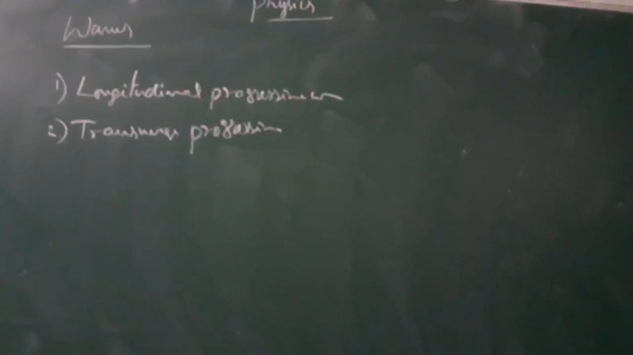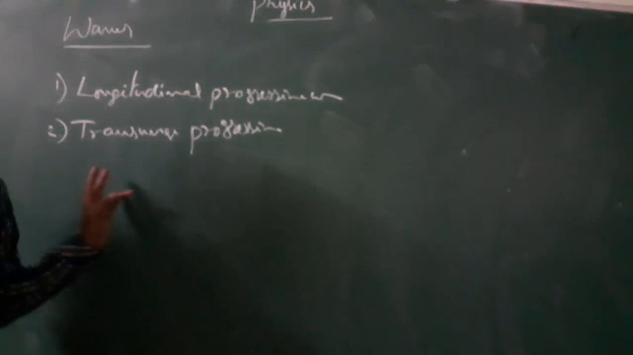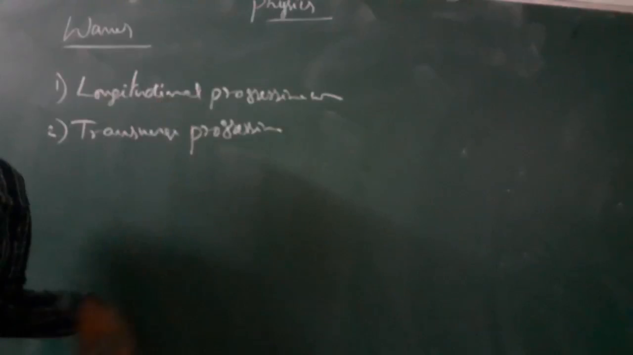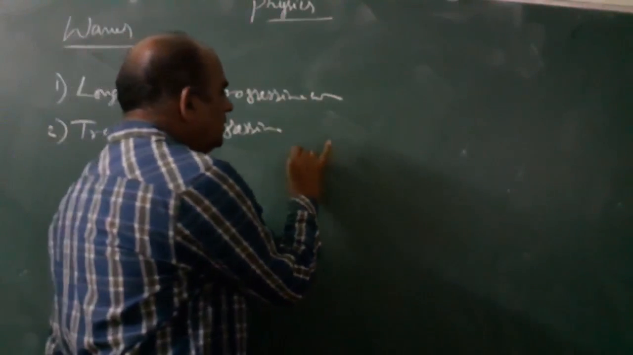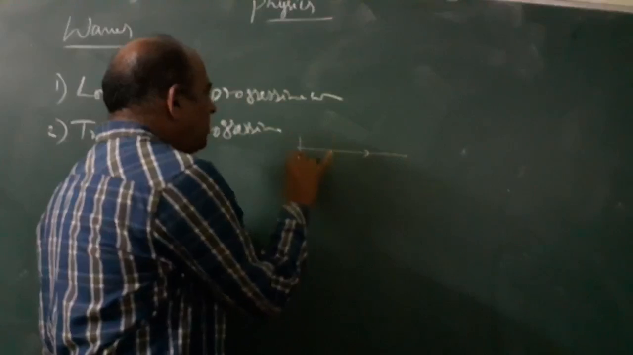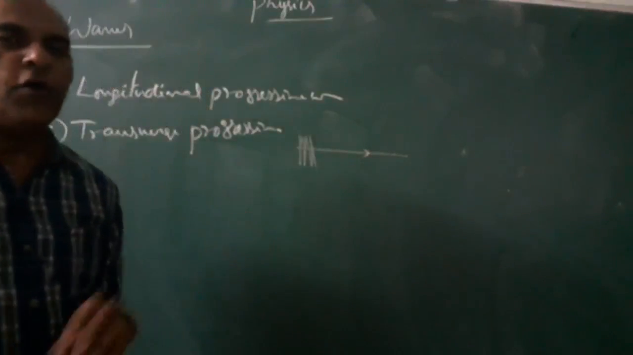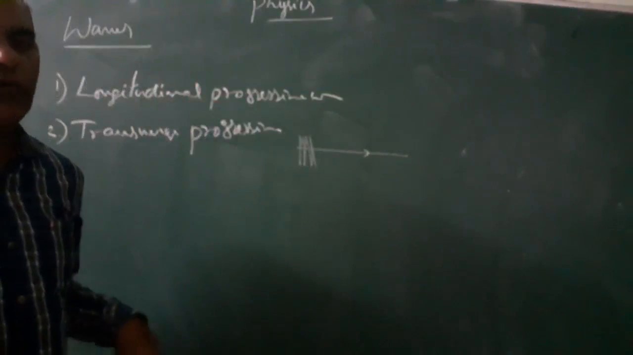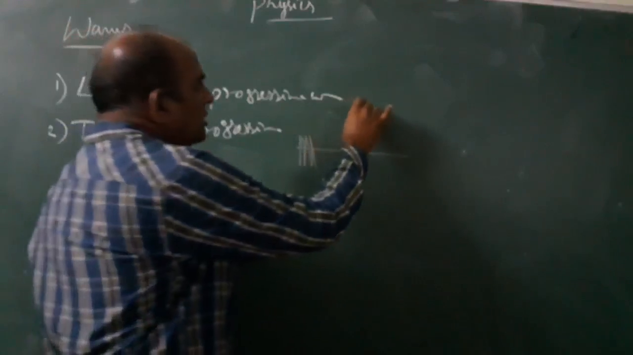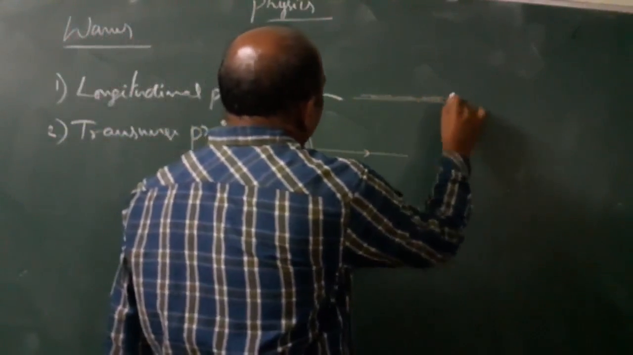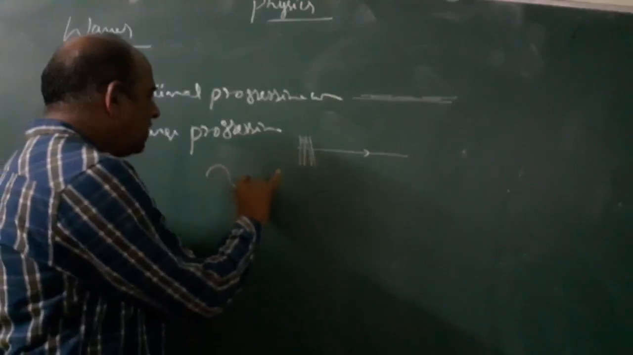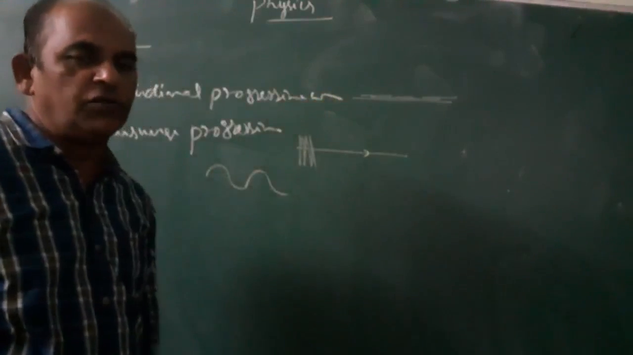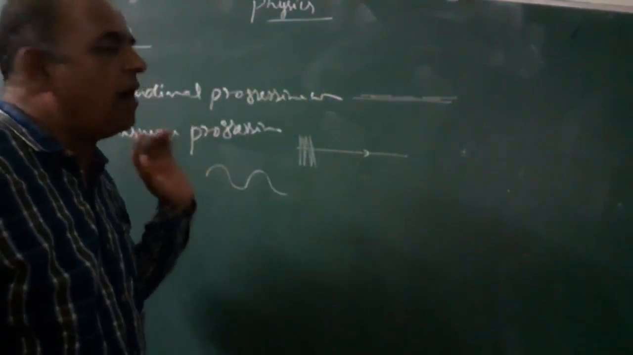There are two types of mechanical waves: longitudinal progressive waves and transverse progressive waves. Transverse waves means that when the wave is traveling, particles vibrate perpendicular to the wave propagation. In a longitudinal wave, particles vibrate parallel to the wave propagation. In transverse waves, crests and troughs are formed. In longitudinal waves, compressions and rarefactions are formed.